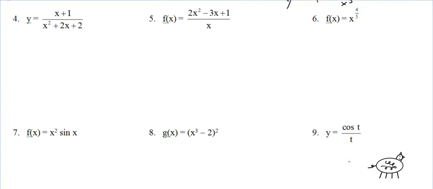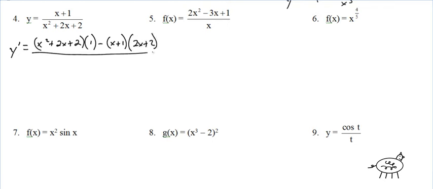All right, next one. Really can't simplify. If we could, we would simplify it, but we really can't simplify this guy. Nothing to factor in the bottom to simplify it, so we're just going to use the quotient rule here. So y prime, it's the bottom times derivative of the top. Derivative of the top is just 1. Do you guys agree with that? Minus the top times derivative of the bottom, which is 2x plus 2, all over the bottom squared.